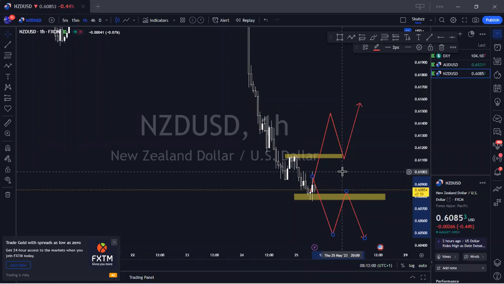Is there any pair that you guys want us to take a look at? GBPUSD.